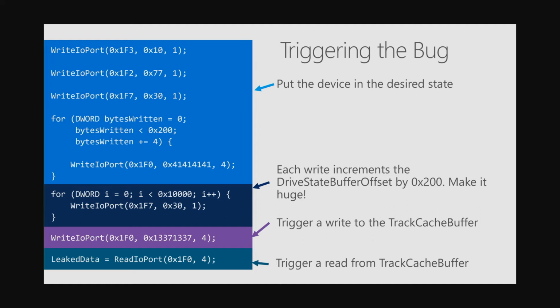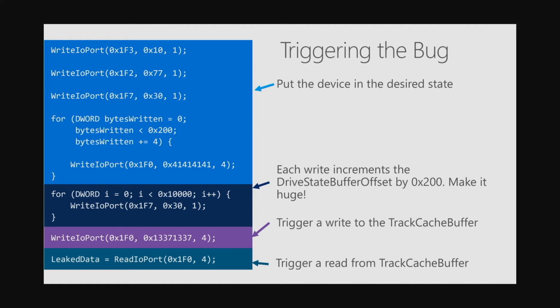And then there's this loop here, and it's in dark blue. I can try to highlight this with my laser pointer. This loop right here, every time this loop executes, it does an I/O port write, and every I/O port write that you execute there will end up incrementing the drive state buffer offset by 512. So the drive state buffer offset is always 512 byte aligned.